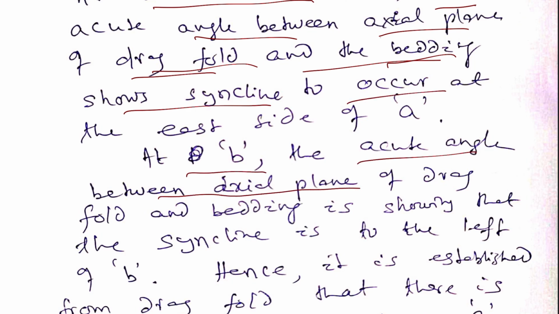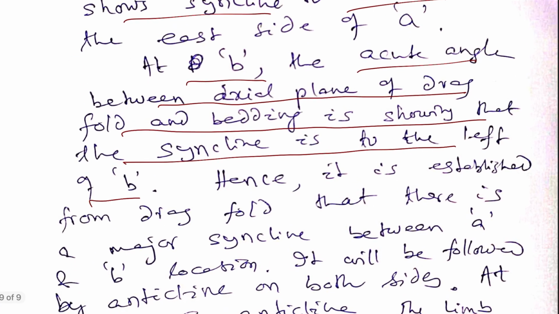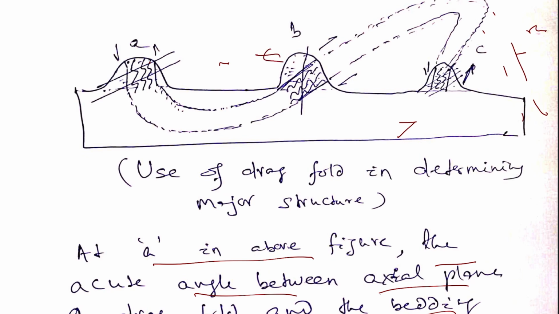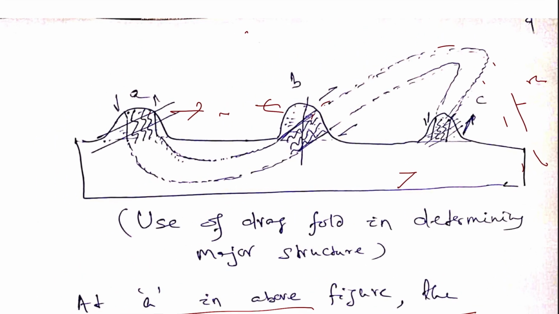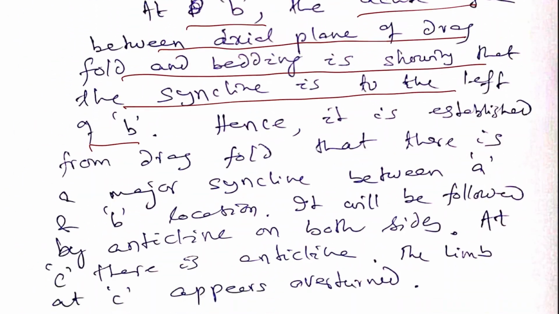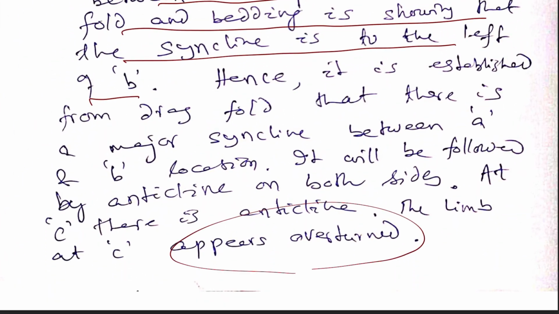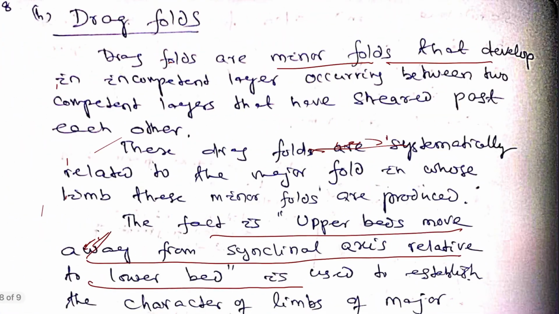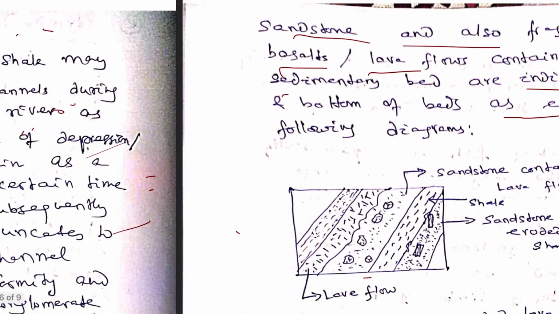At B, the acute angle between axial plane and the drag fold bedding is showing that the syncline is to the left at B. So syncline is here. This side indicates syncline. So anticline must be on its both sides. Therefore, we join these beds and deduce the structure like this. So here it has been overturned. Here, at C, it has been overturned. So in this manner, we will be able to use these drag folds to deduce the major structure.